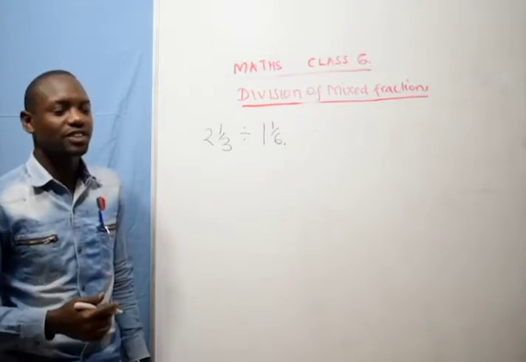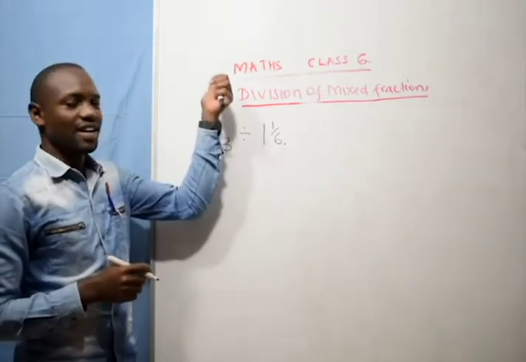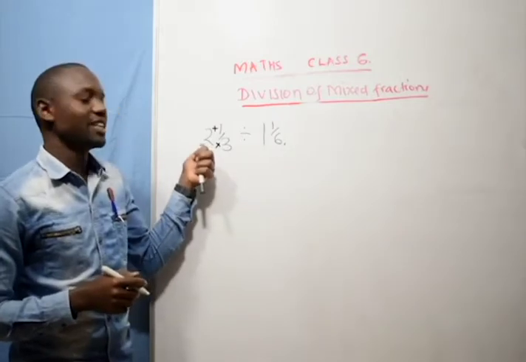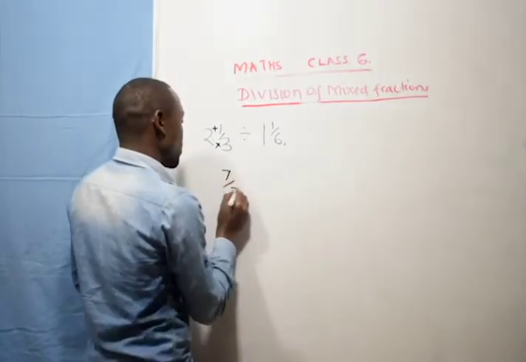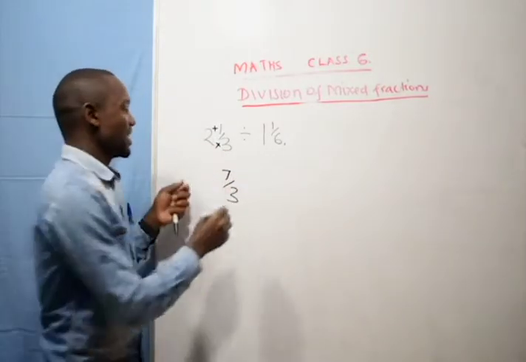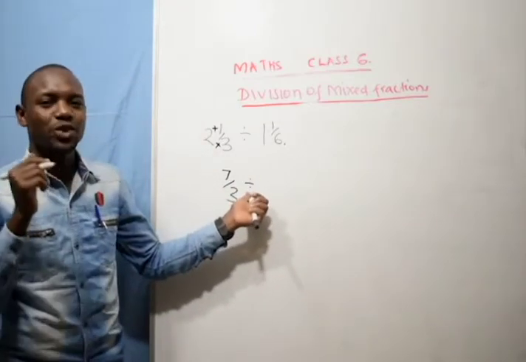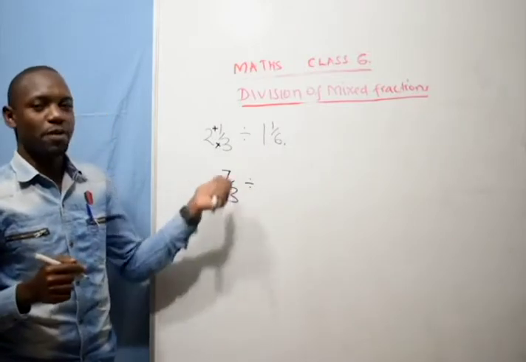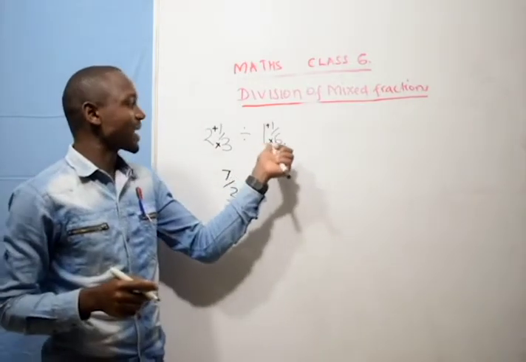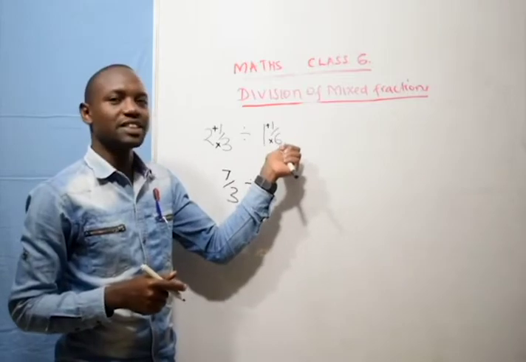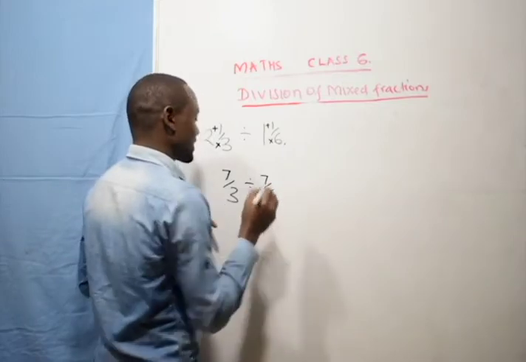How do we convert mixed fraction to improper fraction? You multiply and you add. So we say 2 times 3. What is 2 times 3? 6. 6 plus 1. And this is 7 over 3. You still retain the divided by. We have not yet changed this one to multiplication. We are first doing the first step, changing the mixed numbers to improper fractions. We multiply and add. So this is 1 times 6. What is 1 times 6? 1 times 6 is 6. 6 plus 1, 7. So this is divided by 7 over 6.